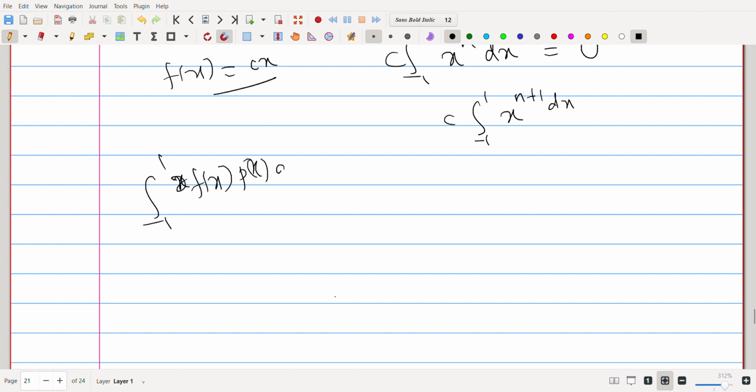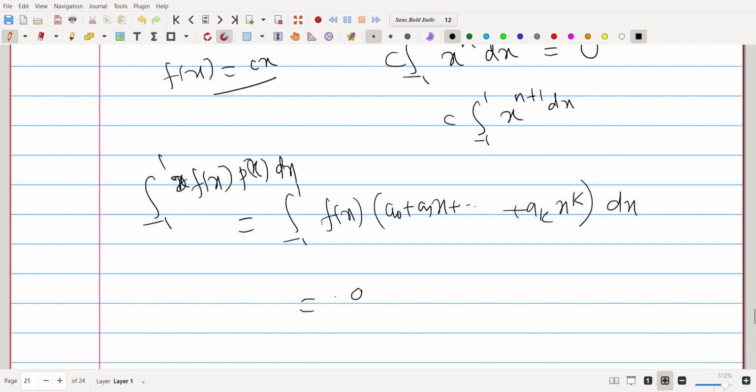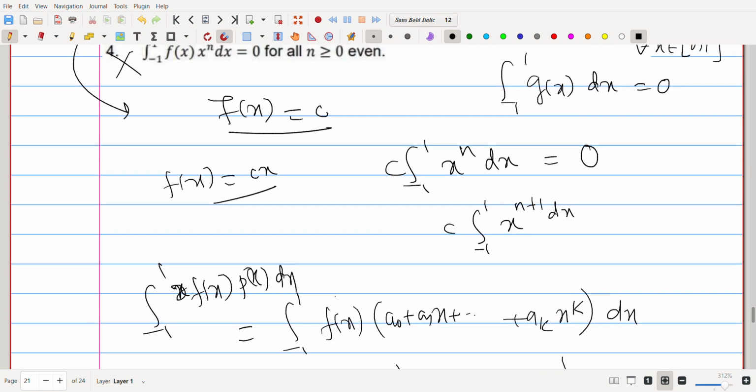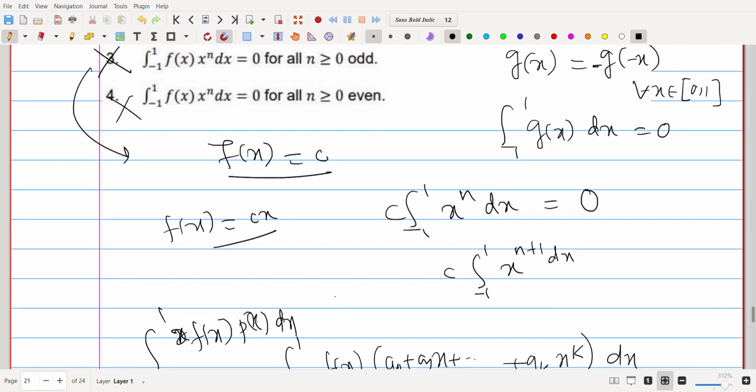The integral from -1 to 1 of f(x) times p(x) dx, you can write as the integral from -1 to 1 of f(x) times (a0 + a1x + ... + ak x^k) dx. So you can write it as a0 times the integral of f(x) dx, plus a1 times the integral of f(x) times x dx, and so on, up to ak times the integral of f(x) times x to the power k dx. So if all the terms are 0, that means this is also 0.